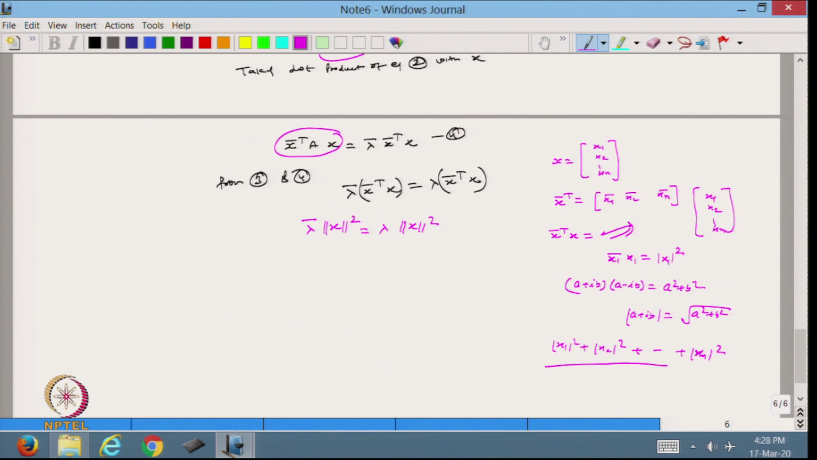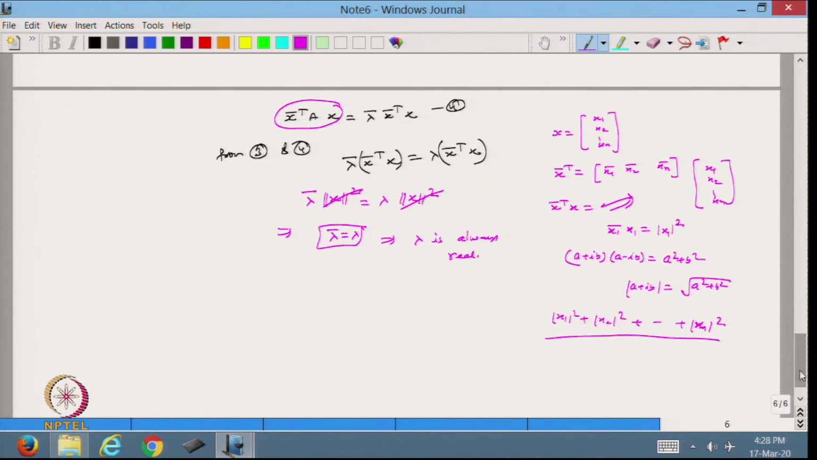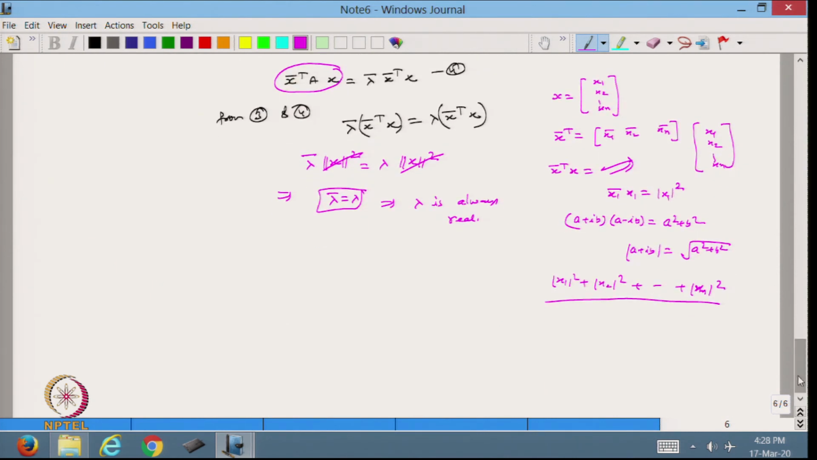So, this I take as a norm. So, this value will be there. So, from here I can eliminate this, and from here I will get this equal to this. So, from here I can say that lambda is always real. So, for the symmetric matrix, the eigenvalues are always real.